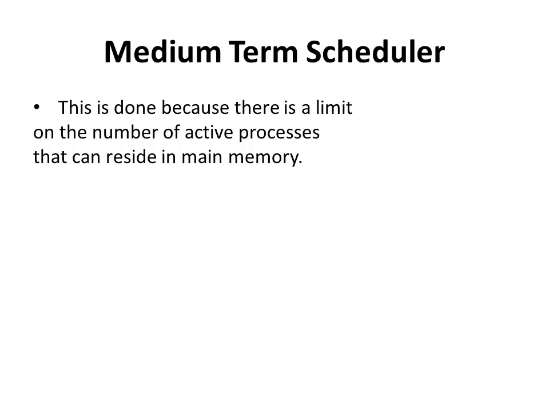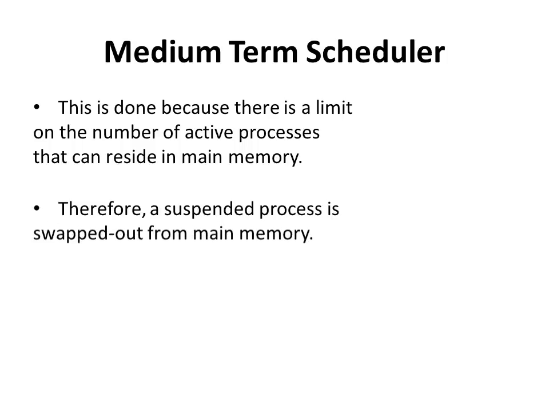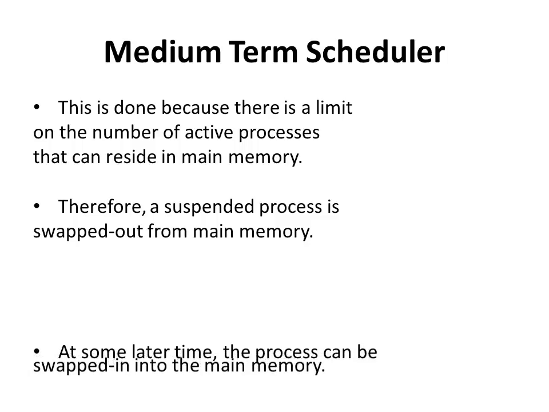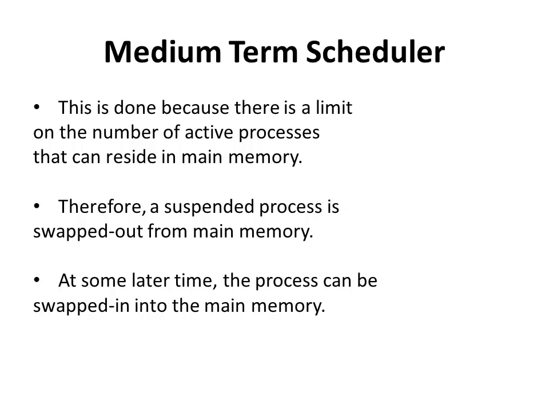This is done because there is a limit on the number of active processes that can reside in main memory. Therefore, a suspended process is swapped out from main memory. And at some later time, the processes can be swapped into the main memory. All versions of Windows use swapping.